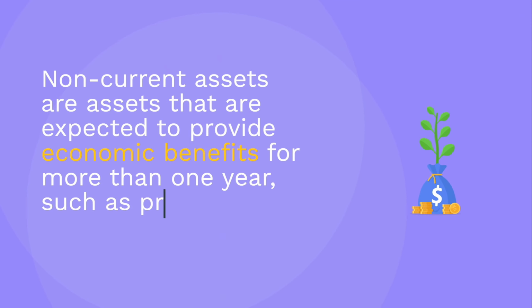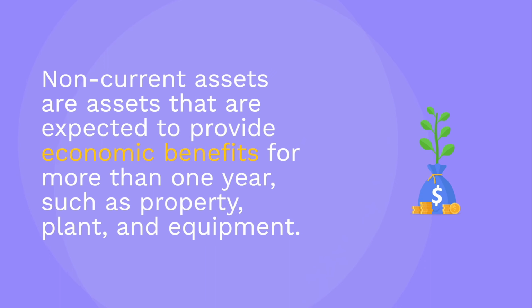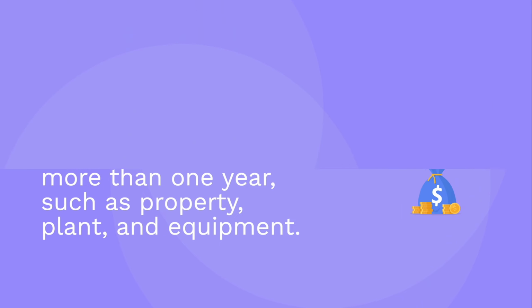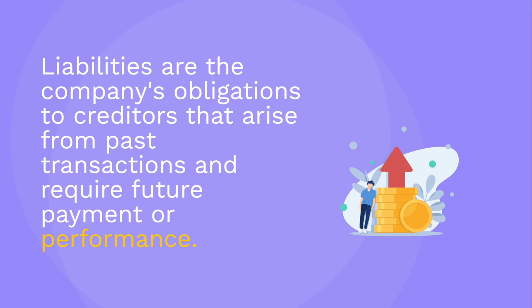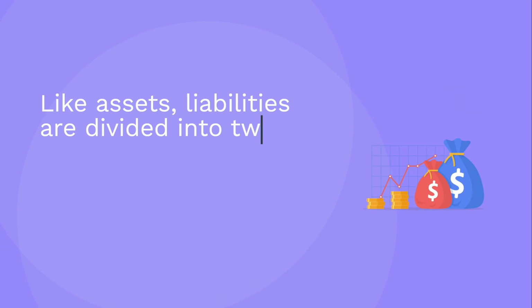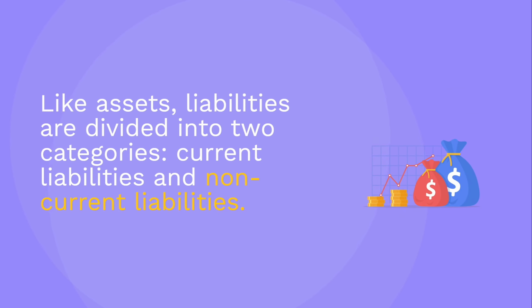Non-current assets are assets that are expected to provide economic benefits for more than 1 year, such as property, plant, and equipment. Liabilities are the company's obligations to creditors that arise from past transactions and require future payment or performance. Like assets, liabilities are divided into two categories: current liabilities and non-current liabilities.